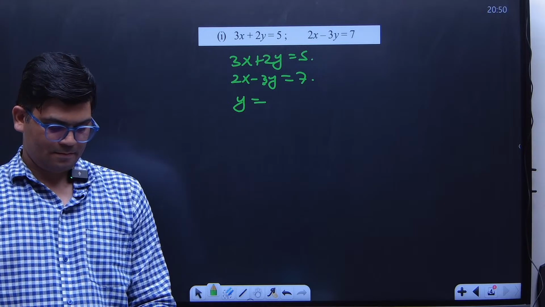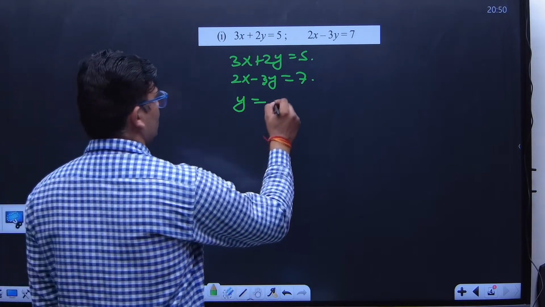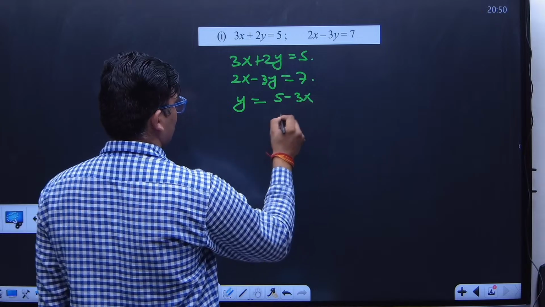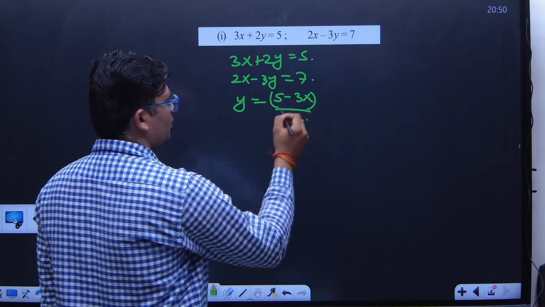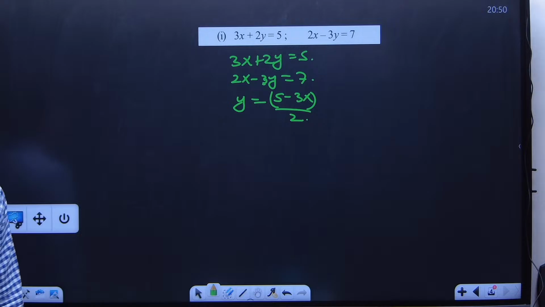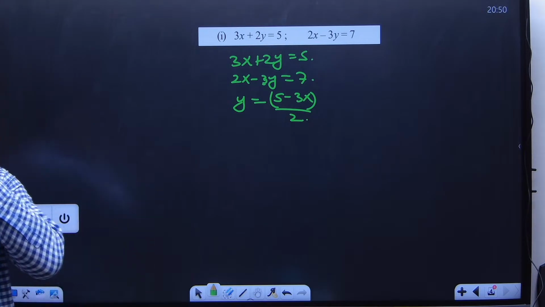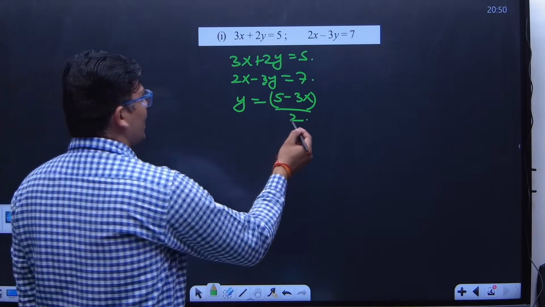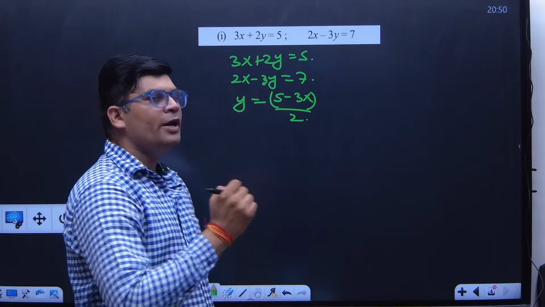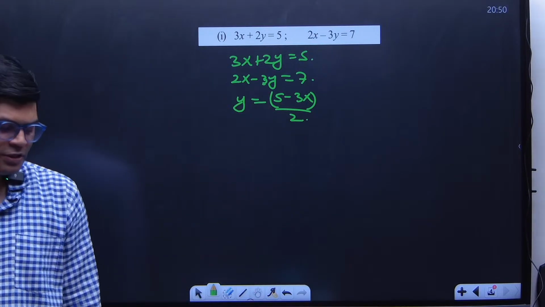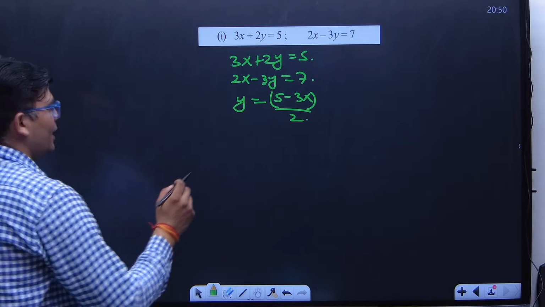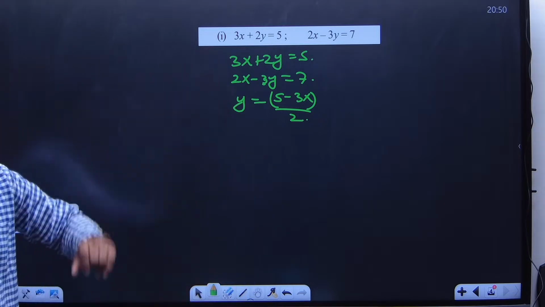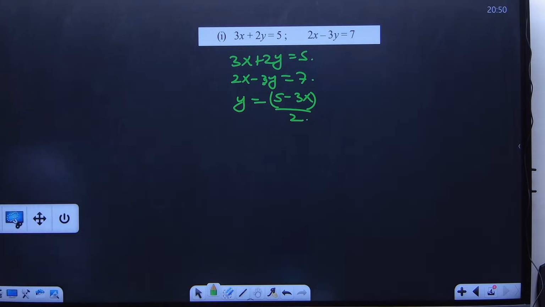5 minus 3x, over 2. Did you get that? Yes. So we will substitute this value in the second equation. You keep on writing and tell me the equation that you will get when you put this value in this second equation. First write both the equations. Find the value of y from the first equation, write in the same manner, and then put it in the second equation and tell me what you will get. What is the first step you will get?